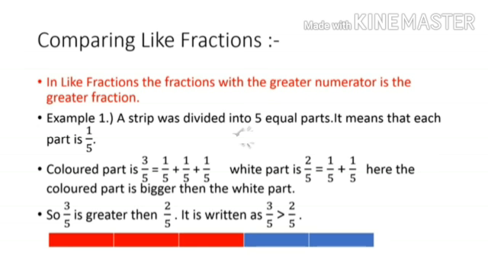Now, girls, see for example, you can see down there a strip which is in red and blue. That strip is divided into 5 equal parts, which means that each part is 1 upon 5. Now the colored part, that is the red colored part, is 3 upon 5. That is 3 red color parts upon total 5 parts. And each part is 1 upon 5 plus 1 upon 5 plus 1 upon 5.